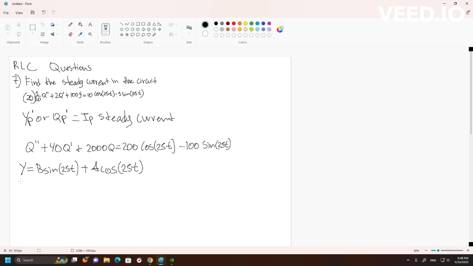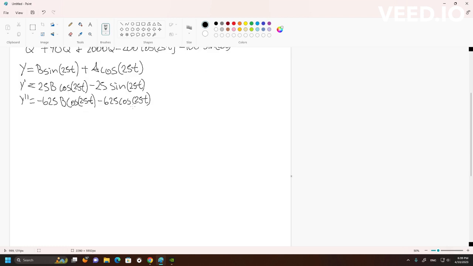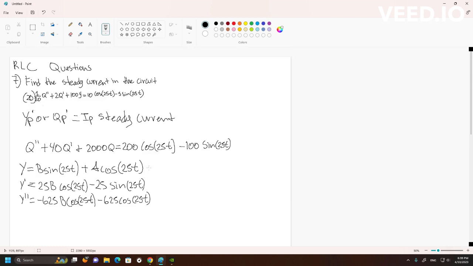Then we have to differentiate in order to replace it in the main equation. We differentiate and we'll get the following. And now we can substitute these equations in the main equation.